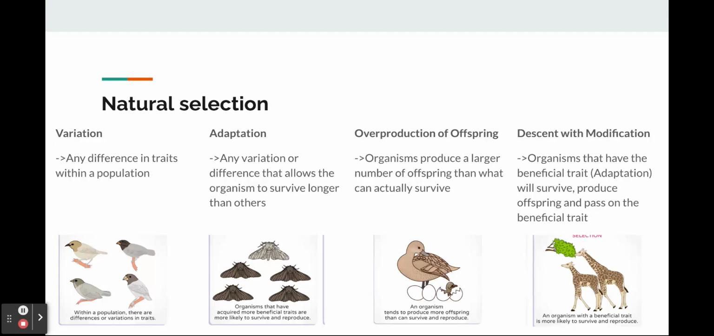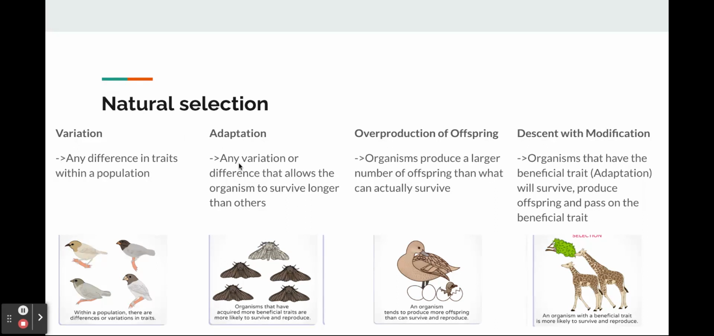So, the first thing that a lot of people wanted me to talk about was the different principles of natural selection. So, there are four different principles of natural selection. We have variation, adaptation, overproduction of offspring, and descent with modification. A lot of people asked for differentiation, or what is the difference between variation and adaptation. So, variation is any difference in the traits within a population.